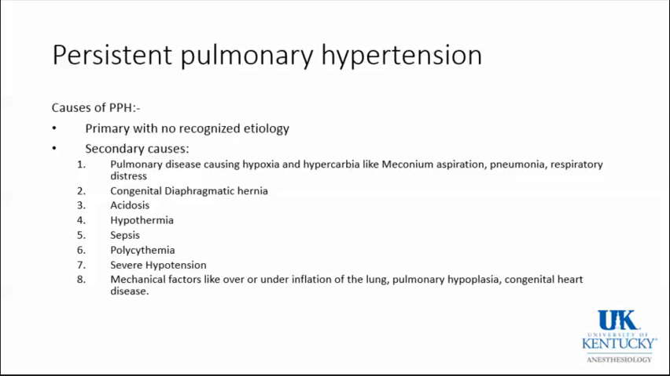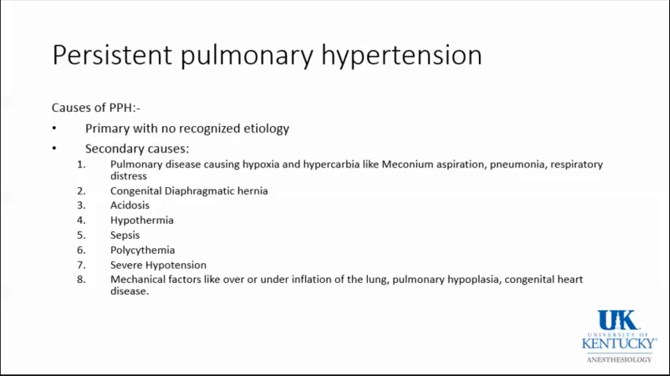The causes of persistent pulmonary hypertension: the primary form, really, we don't know what causes it. They're born, they still remain to have persistent pulmonary hypertension and are shunting. The secondary causes are anything that could affect the lungs, like meconium aspiration and pneumonia, respiratory distress. Congenital diaphragmatic hernia falls second on your list of the secondary causes for persistent pulmonary hypertension. And these kids, if they're not doing well, they may have to be on ECMO.